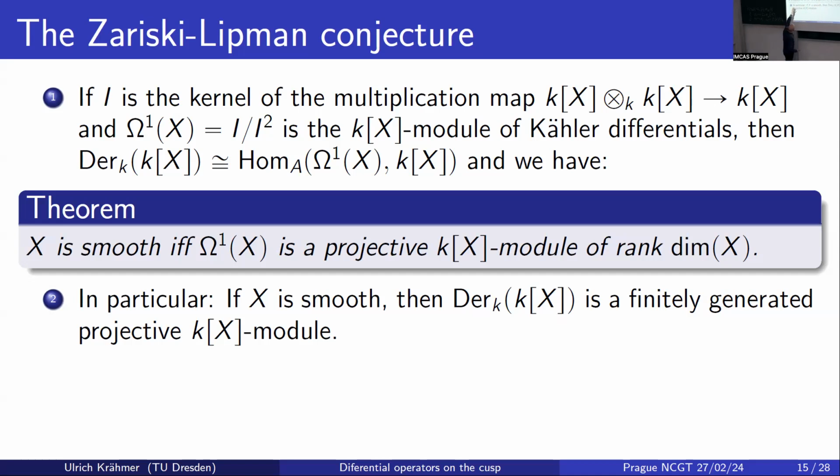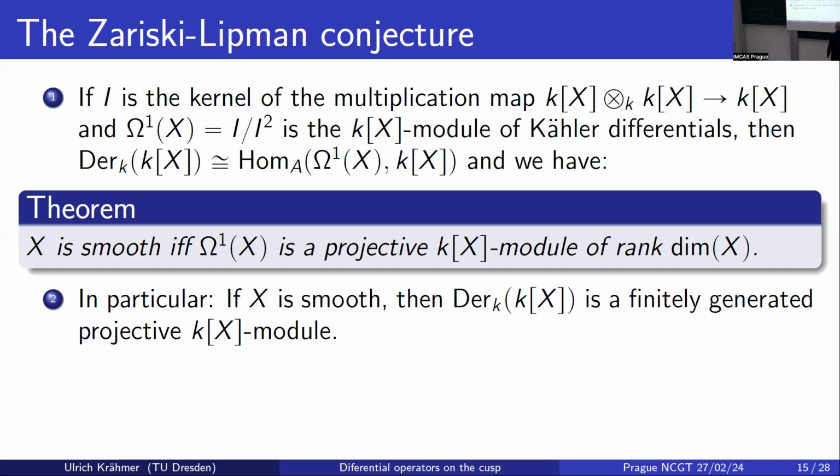And well, I already mentioned smoothness a few times and said it doesn't have any singularities like this cusp or self-intersections or so. But one very slick definition of smoothness is we call X smooth if the Kähler differentials are finitely generated projective as an A-module, and they have the rank that they should have, the dimension of X, defined to be the Krull dimension, for example. It would also be the transcendence degree of that field of rational functions over K. So that's one way to define what smoothness means.